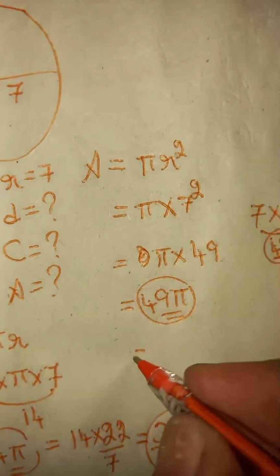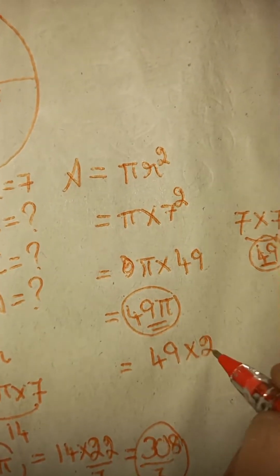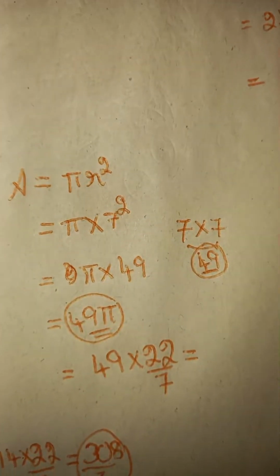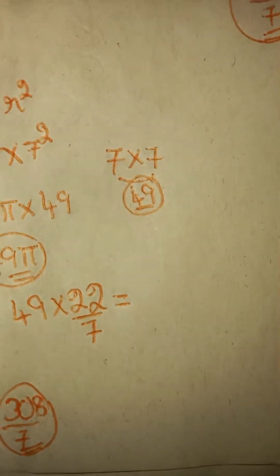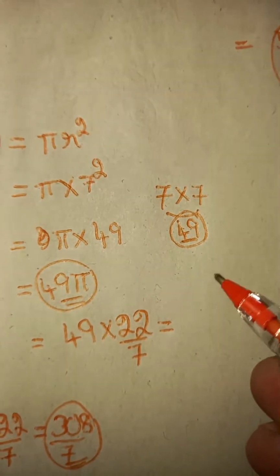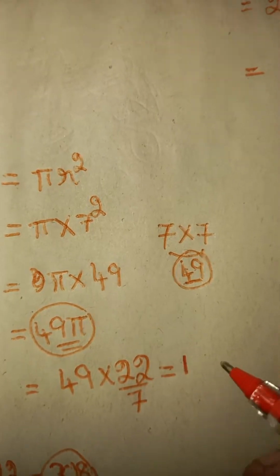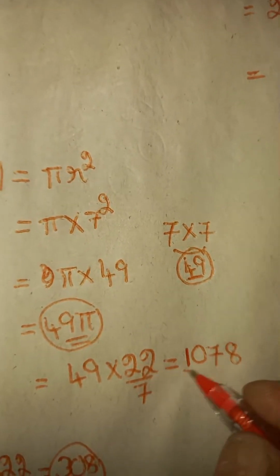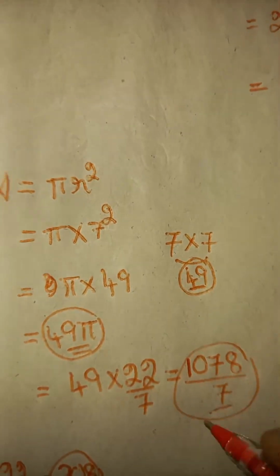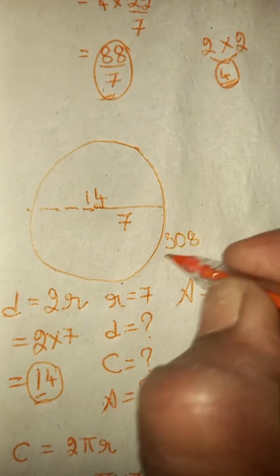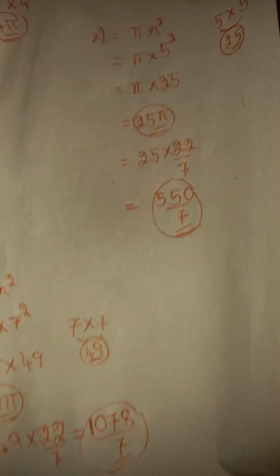Here you can again write it as 49 times 22 by 7. This 49 times 22 is going to become 2200 minus 22, that is 1100 minus 22, 1078 by 7. This is the complete area of this circle. Circumference we got as 308 by 7. Let's take the final circle.